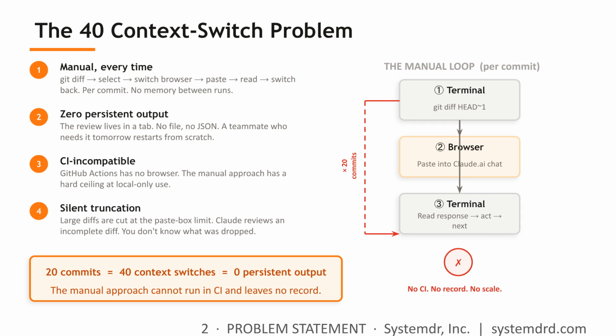There's also a silent failure mode that catches people off guard. If your diff is large, say a refactor that touches 50 files, it may exceed the paste box's character limit. The text gets silently truncated. Claude reviews an incomplete diff and returns a partial review. You don't know what was dropped. So the summary on this slide is accurate. 20 commits, 40 context switches, 0 persistent output. The manual approach doesn't scale, doesn't persist, and can't run without a human in the loop.